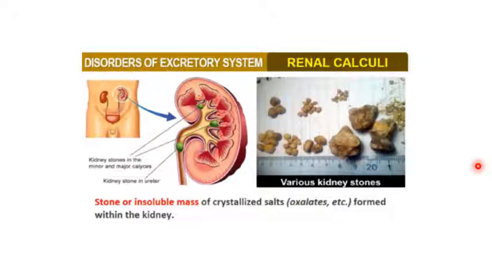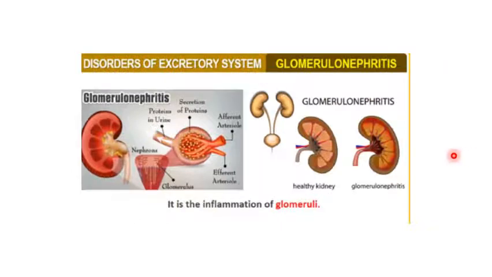Then we have the renal calculi. Here an insoluble mass or stone is formed of crystallized salts, oxalates, within the kidney. So this can be very painful and eventually the person will have to remove these stones from the body. Then we have glomerulonephritis. You can see here, this shows a healthy kidney and this shows a kidney which is suffering from glomerulonephritis. So this is basically when there is inflammation and swelling on the glomeruli. So this also causes problems during urine formation.